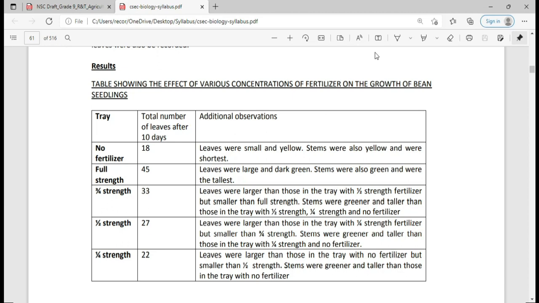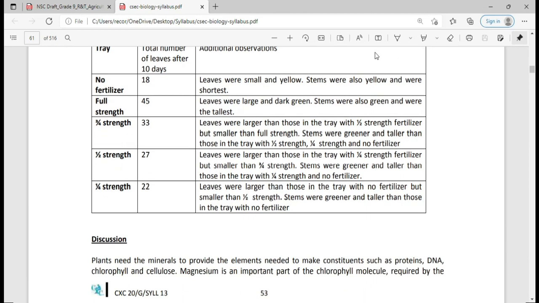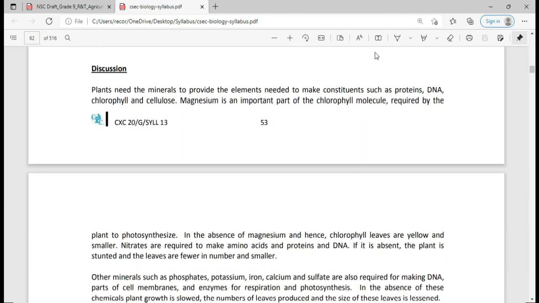So you're seeing here, based on the expected result, it seems as if it is coming off to be true. Please take the time out to read, pause, and you can read at your leisure. After the result, we have discussion. And now we're going to be answering the which, where, why, when in the discussion.